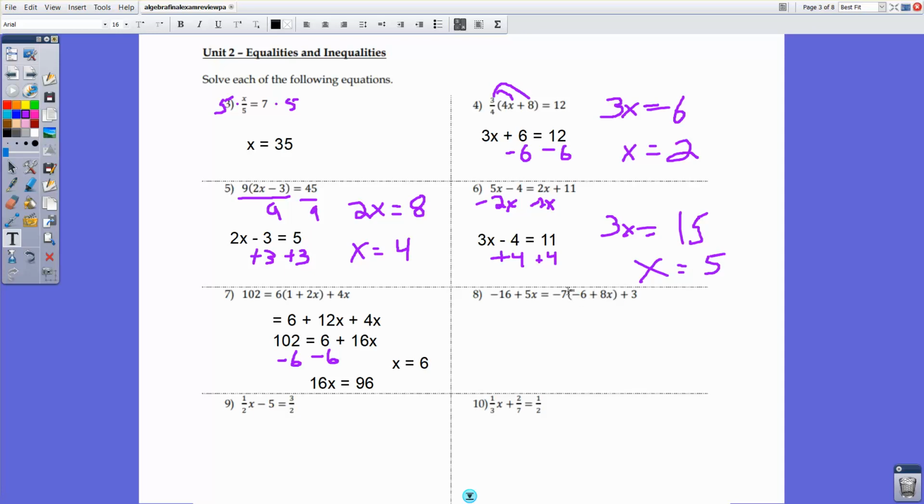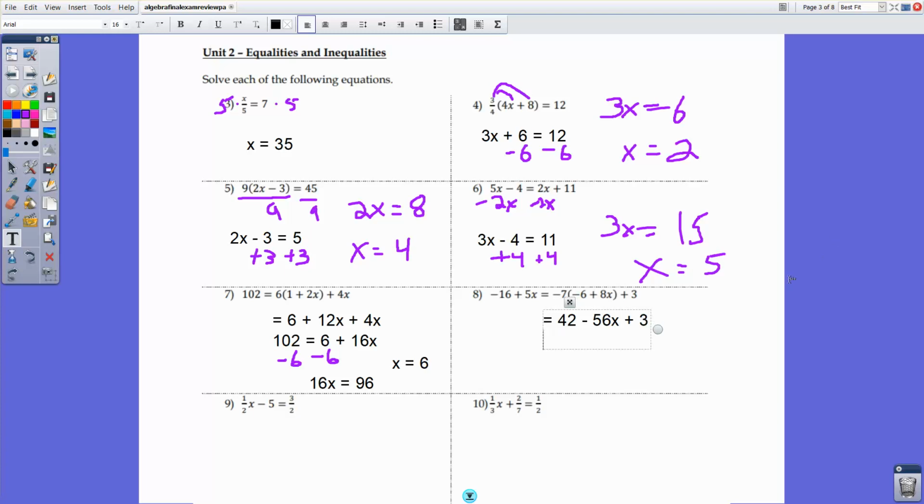All right, number 8, same kind of deal here. We have some distribution to do first before we collect some terms. So let's distribute that left side. Negative 7 times negative 6 is going to equal positive 42. Positive 42 minus 56x, and then plus 3, right? So that's going to be that left side.